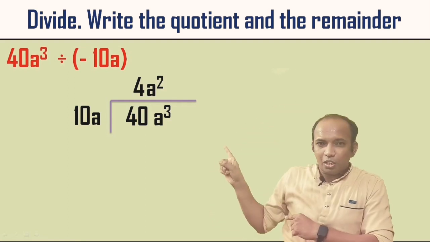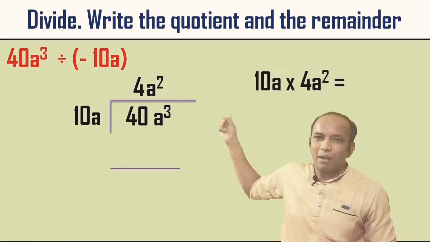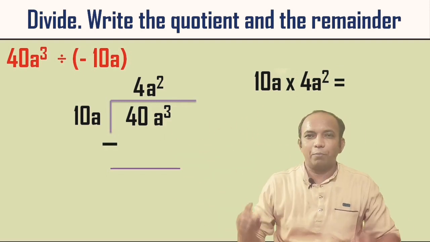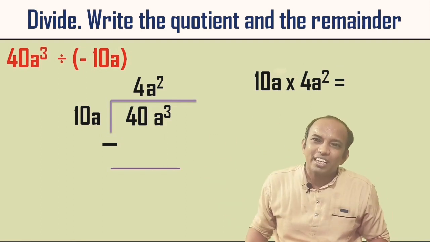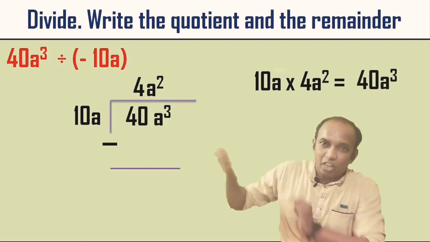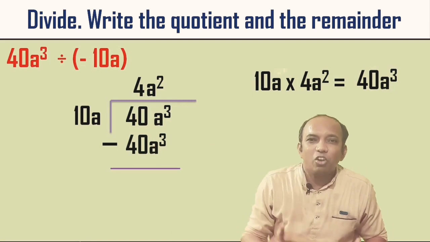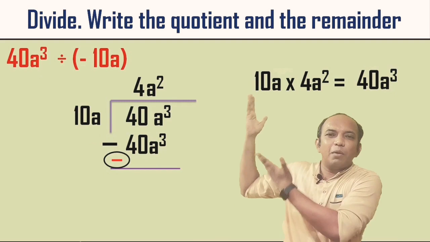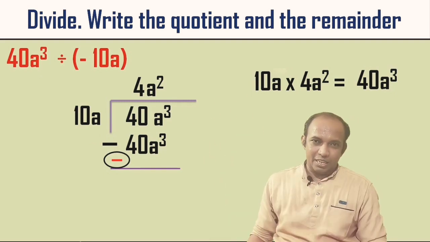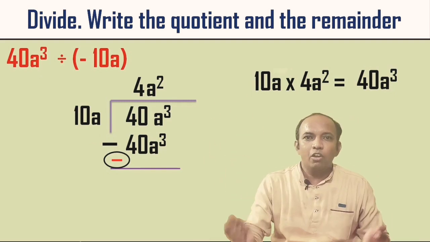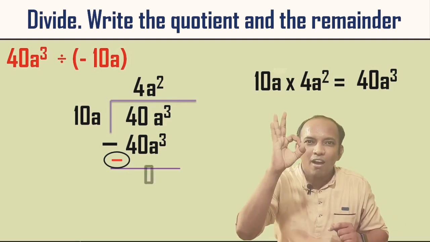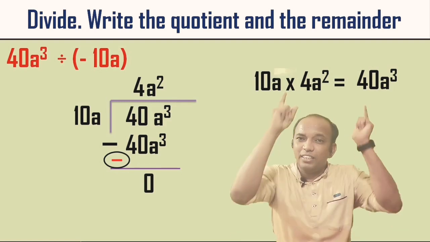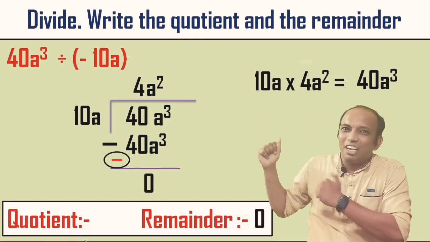Now what to do? That quotient number and the divisor will be multiplied. Whatever the answer comes, it will be subtracted from 40a cube. The moment you multiply it, what do we get? 40a cube. Now write that 40a cube, change the sign of it, that is, it will be negative. The moment you see that both the numbers are same, powers are same, and they are in opposite sign, we can subtract them and the answer will be 0. But do not forget to write the final answer. So here is the answer. Quotient is blank, remainder is 0.